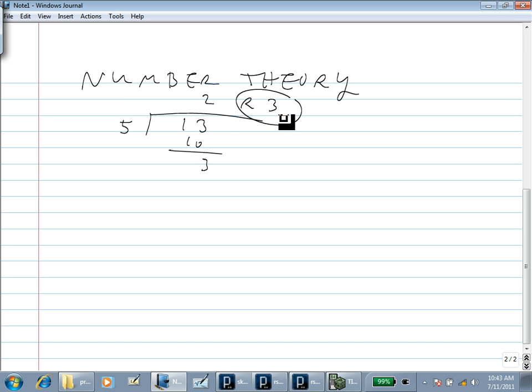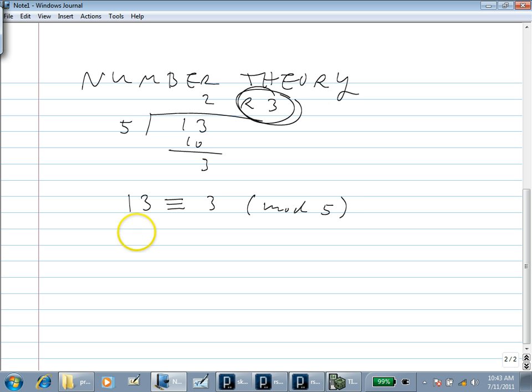And mathematicians actually would say the fact that you get remainder 3 when you divide 13 by 5, they might say it this way: 13 triple equal sign, that means is congruent to 3, parentheses mod 5. That's a fancy way of saying that when you divide 13 by 5, you get remainder 3.